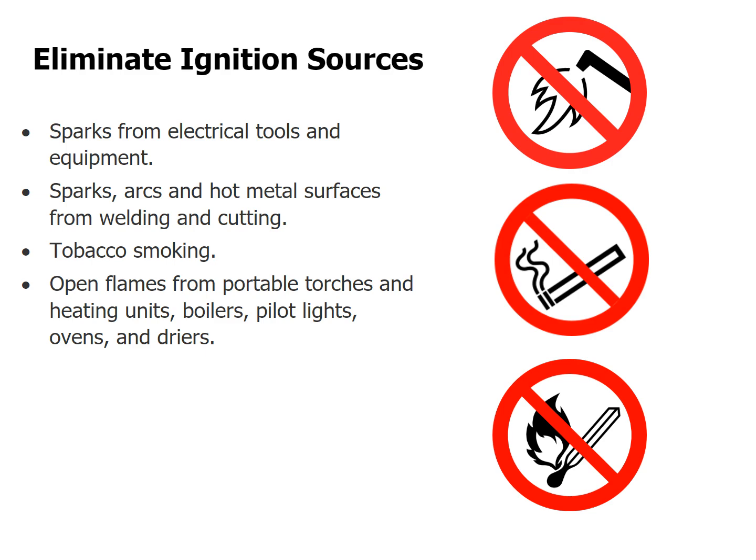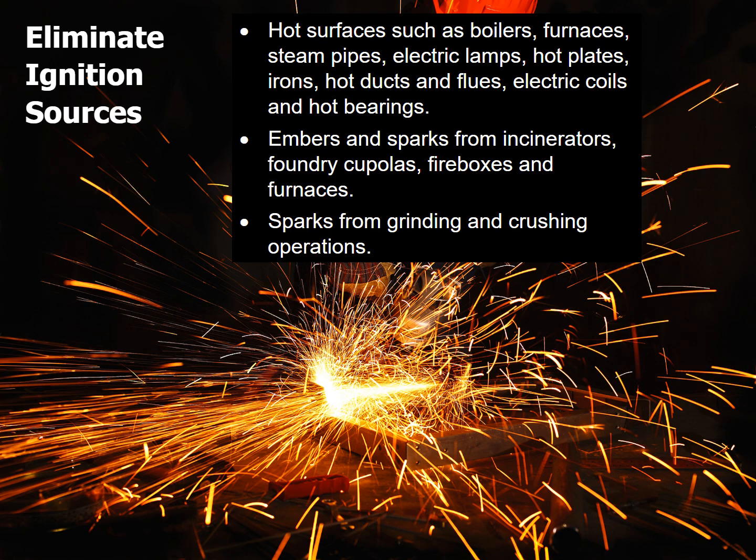Be sure to take adequate precautions when handling flammable and combustible liquids to prevent the ignition of flammable vapors. Some sources of ignition include sparks from electrical tools and equipment; sparks, arcs, and hot metal surfaces from welding and cutting; tobacco smoking; open flames from portable torches and heating units, boilers, pilot lights, ovens, and dryers. Hot surfaces such as boilers, furnaces, steam pipes, electric lamps, hot plates, irons, hot ducts and flues, electric coils, and hot bearings. Embers and sparks from incinerators, foundry cupolas, fireboxes, and furnaces. Sparks from grinding and crushing operations.